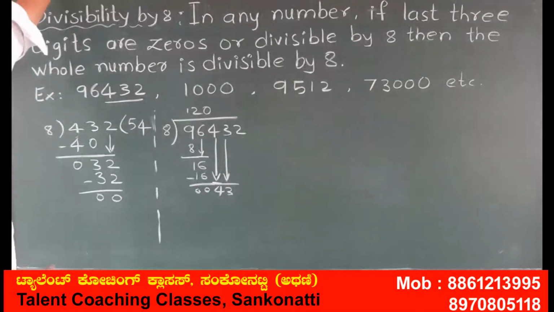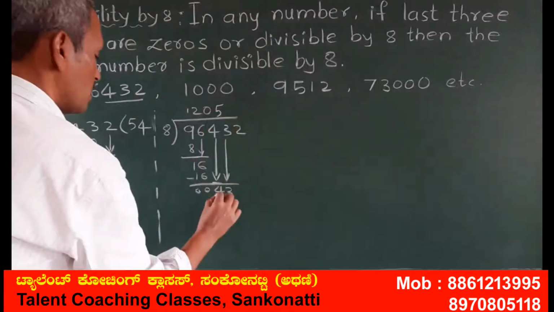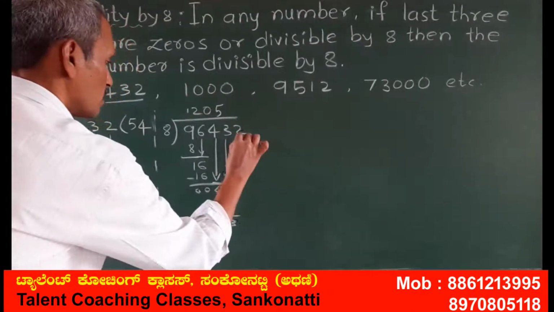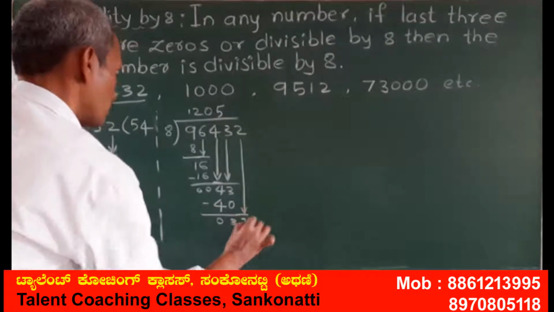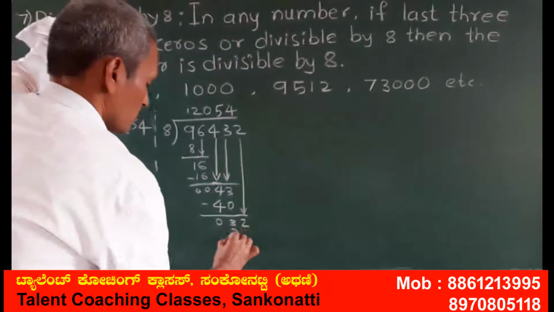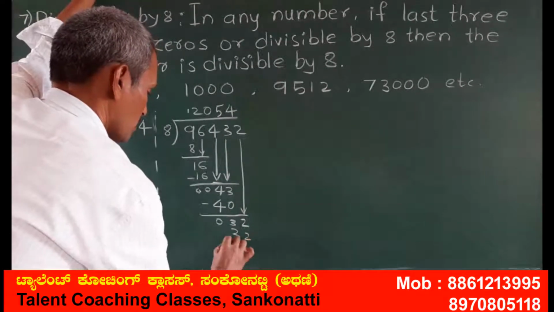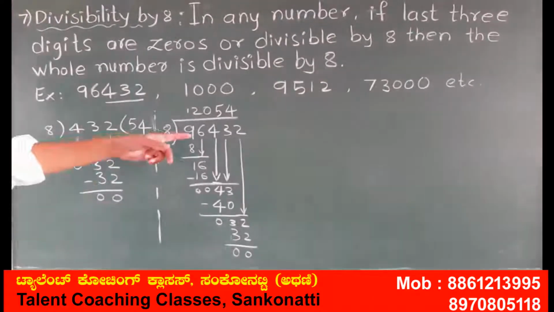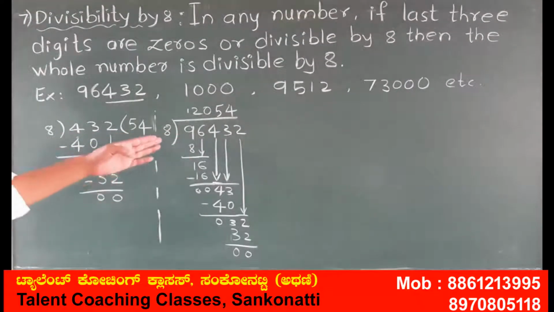8 5s are 40. We'll subtract and take the next one down. 8 4s are 32. So 96,432 is completely divisible by 8.